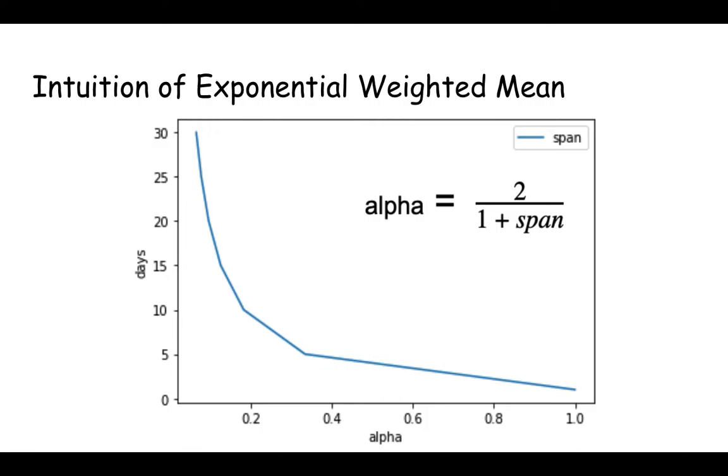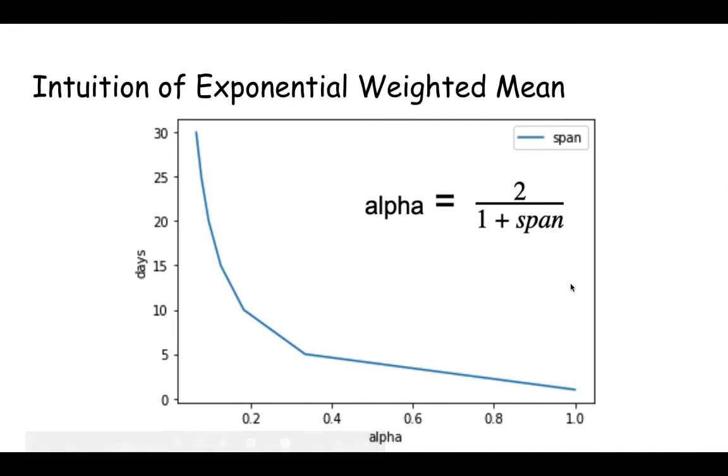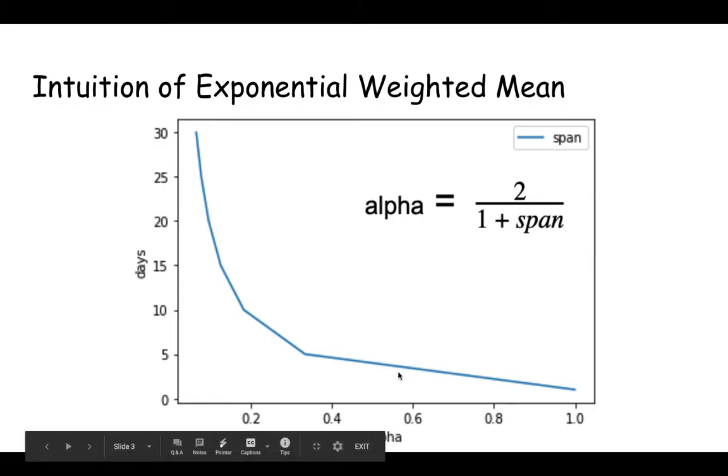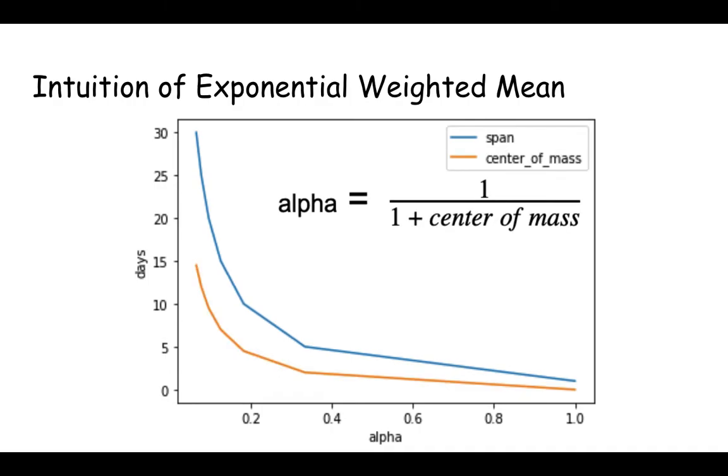So based on that we calculate the alpha, and as you can see in this plot, as the value of alpha is increasing, the value of span decreases, or vice versa. As span increases, the value of alpha decreases. And alpha always lies between 0 and 1, and span has to be greater than or equal to 1. Similar to span, there is another quantity, center of mass, from which we can calculate alpha.